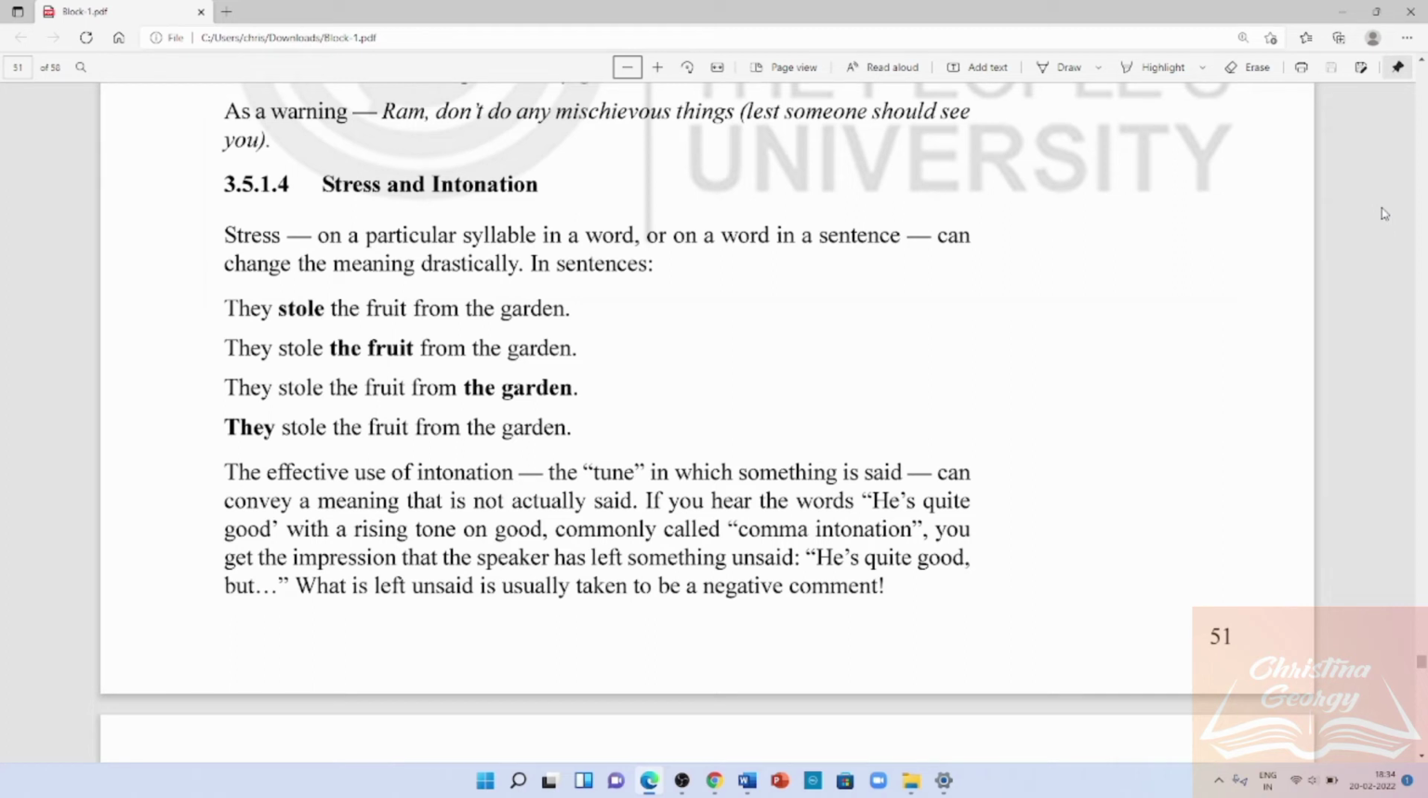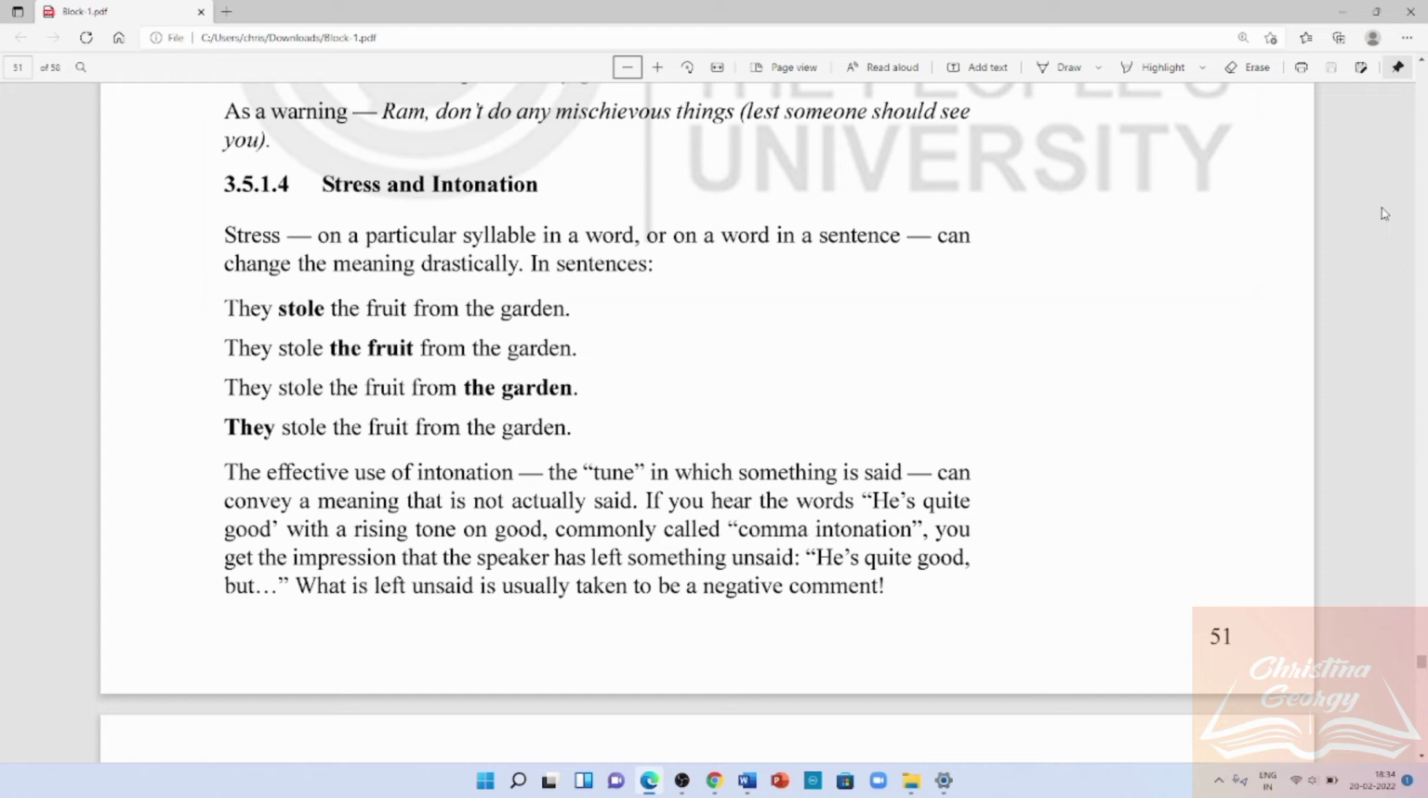Moving on to stress and intonation. Stress can be word stress or sentence stress. So stress on a particular syllable in a word or a word in a sentence can change the meaning drastically. So there are examples given, and this highlighted area is where you actually stress upon, and hence the meaning changes. They stole the fruit from the garden. They stole the fruit from the garden. In these two sentences, you can understand the change in stress can result in change in meaning.